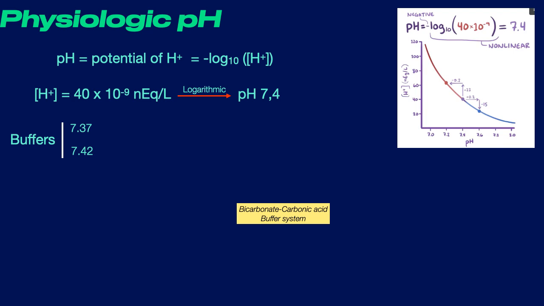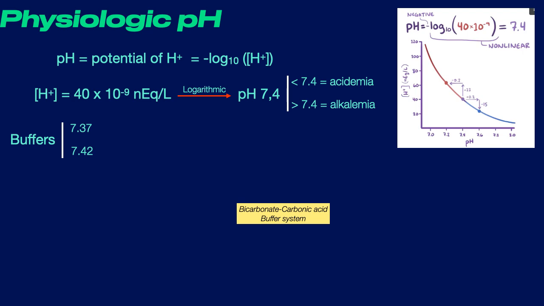a straight line. For simplicity, when the body pH drops below 7.4, it's considered acidemia, and when it goes above 7.4, it's considered alkalemia. So be careful not to confuse this with hyperkalemia or hypokalemia, which refers to the concentration of potassium that we just reviewed.